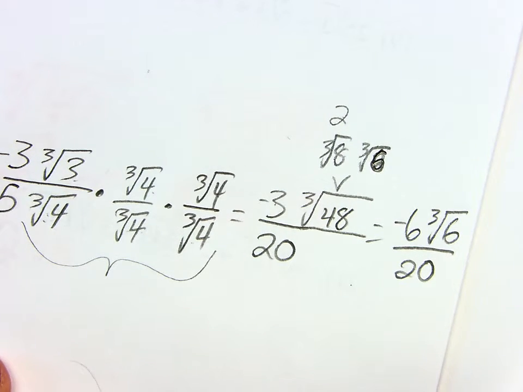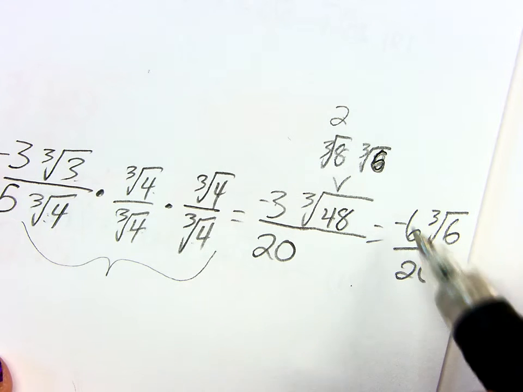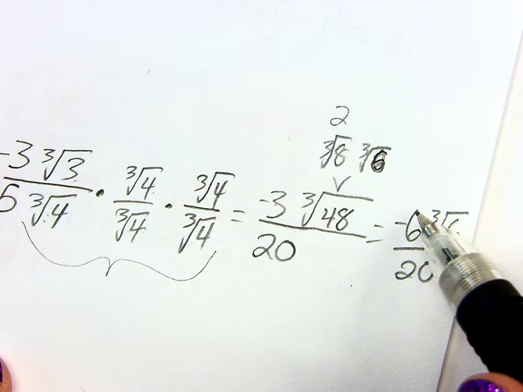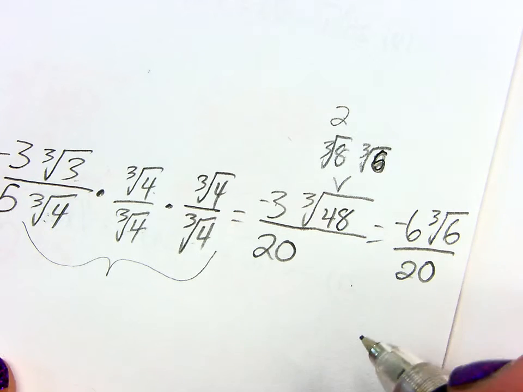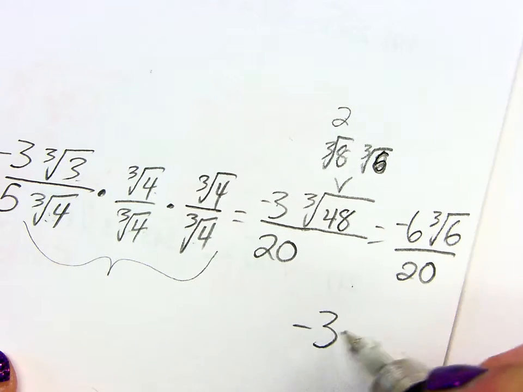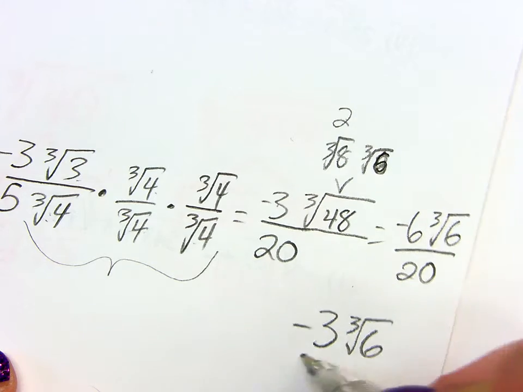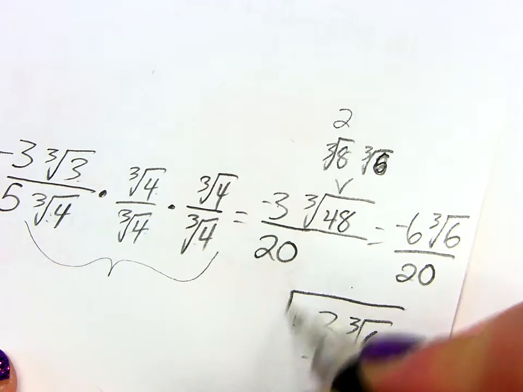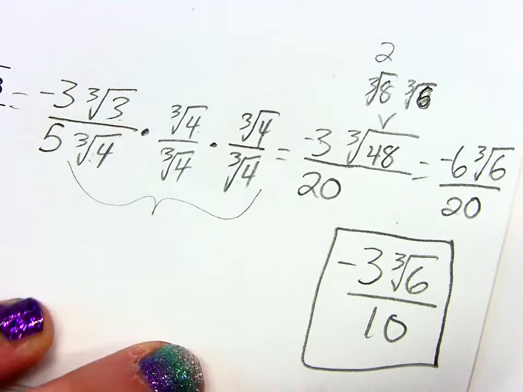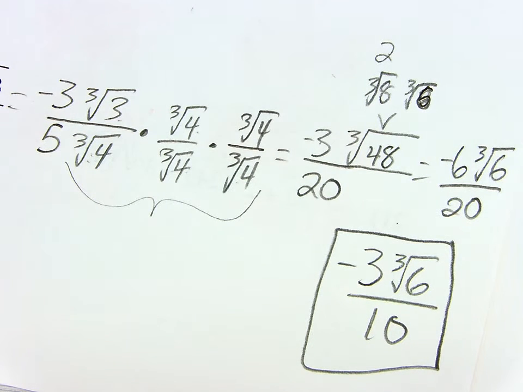Can I simplify which? Yes, these are both not in roots with each other, so I can absolutely simplify the negative 6 over 20. And my final answer, negative 3 cube root of 6 all over 10. And there we have it. So when you are doing any of these, do any simplifying you can do because it'll just make your life easier. If there's something that cancels out in the beginning, great. If not, then you just kind of go with it.